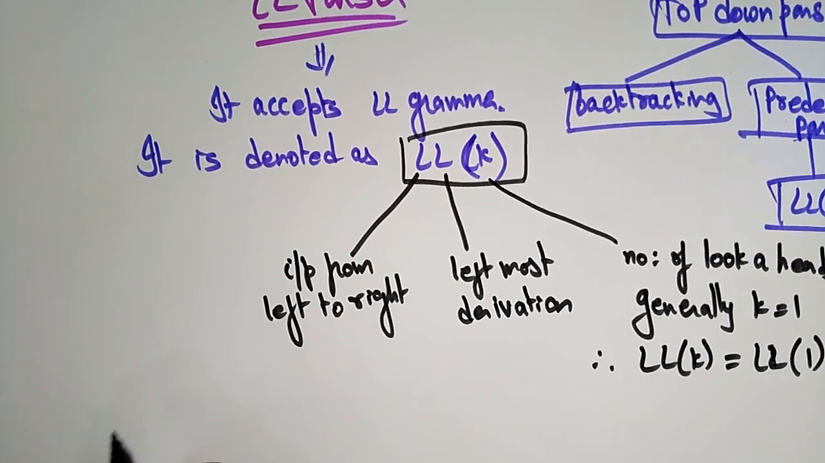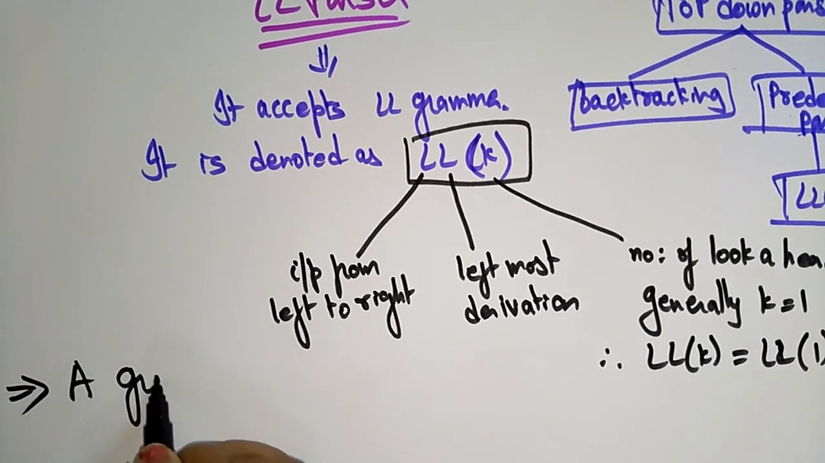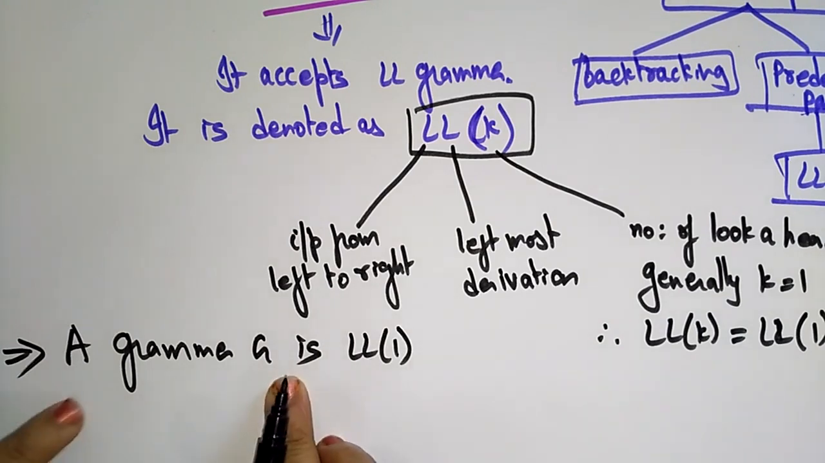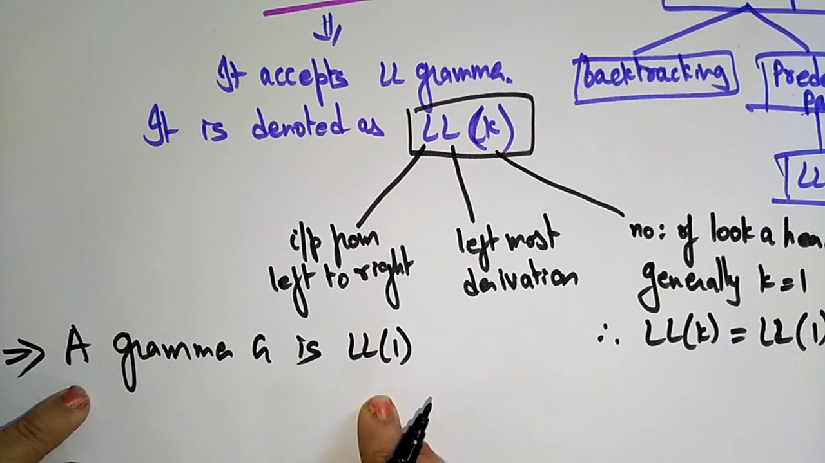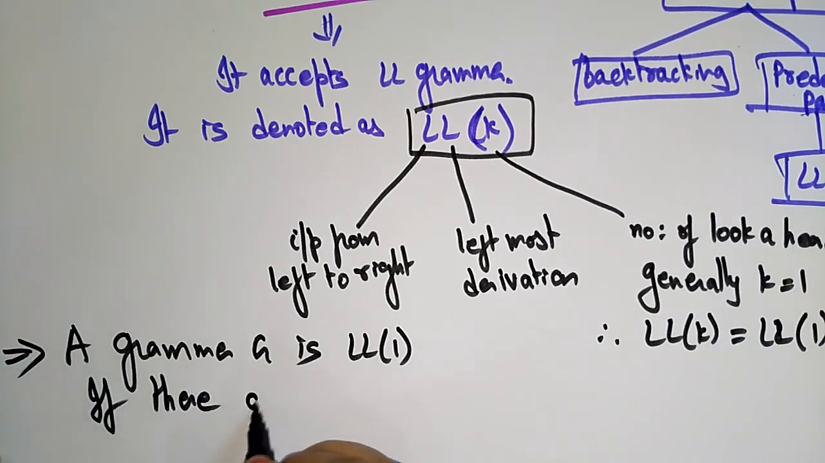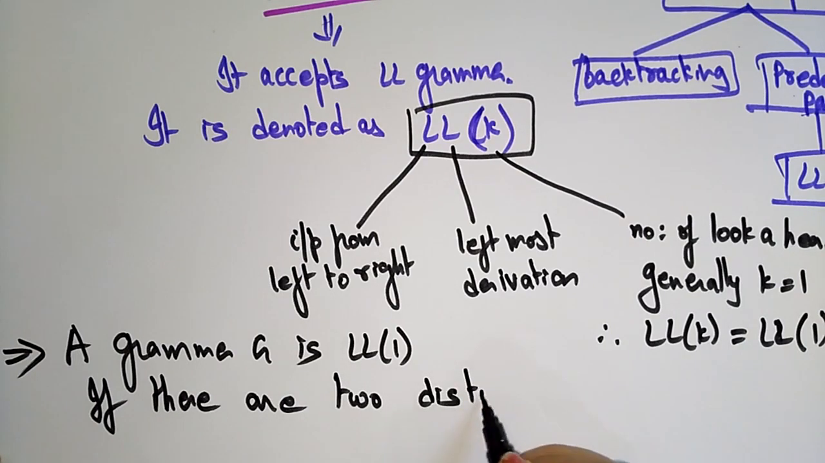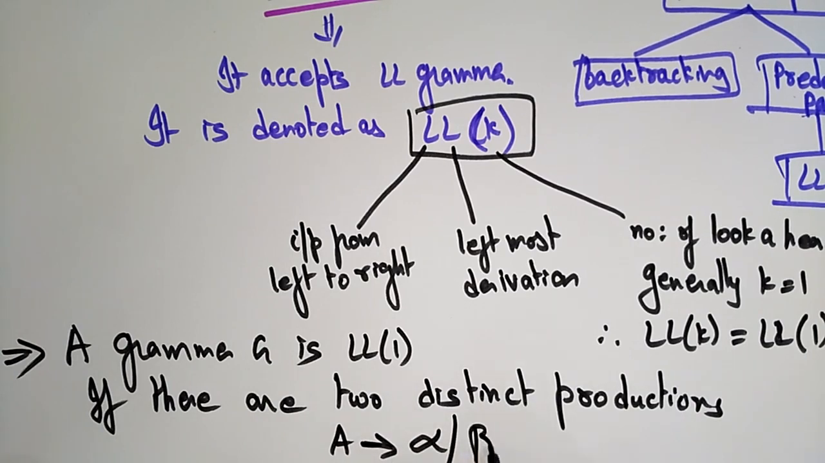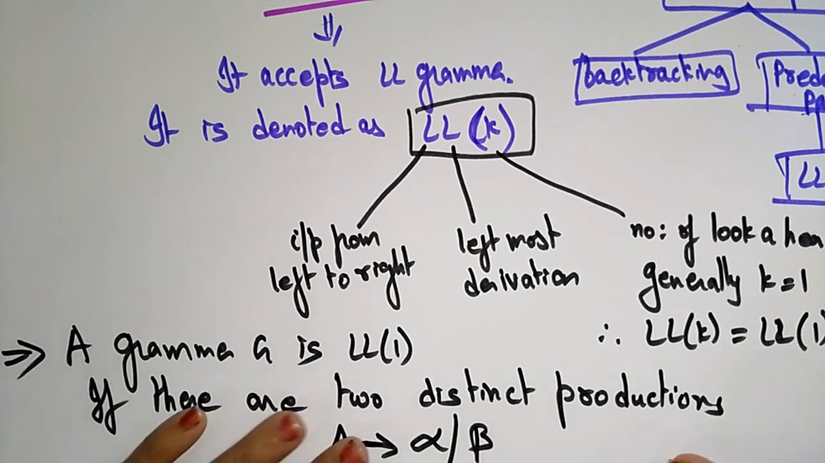Now let's see the LL parser definition. A grammar G is LL of 1, suppose whatever grammar is taken, if there are two distinct productions. So what are the two distinct productions? Let us take A produces alpha or beta. So these are the two distinct productions. The grammar consisting of two distinct productions, alpha or beta, must satisfy the following conditions. So these two productions, alpha and beta, hold some conditions.